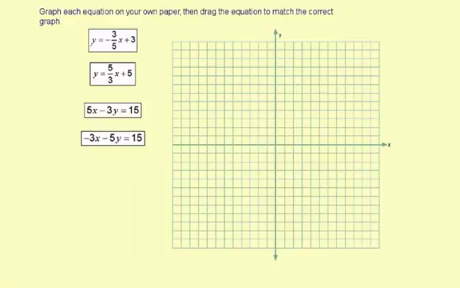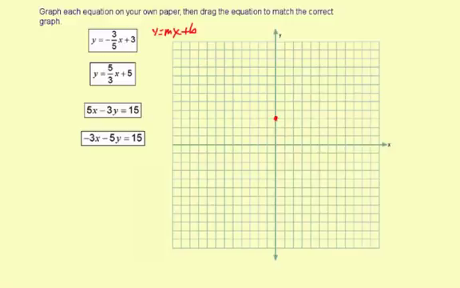So let's take a look at this first one. y equals negative 3/5 x plus 3. Now this is in the form y equals mx plus b, where m is the slope, negative 3/5, and b is the y-intercept, positive 3. The way we graph these is we start with the y-intercept, positive 3. That's up 3 on the y-axis, 1, 2, 3. And there's the first point.